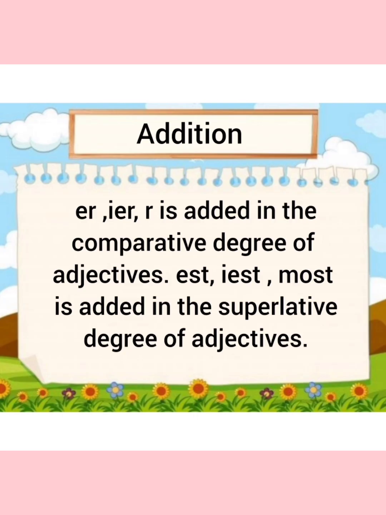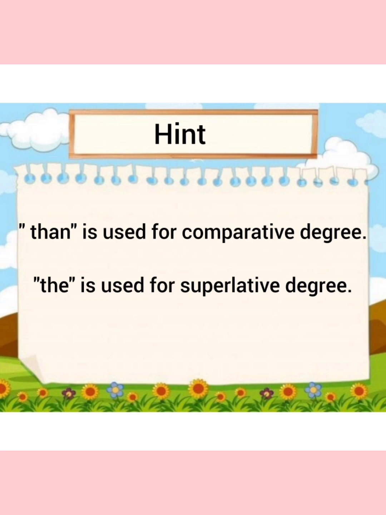Now I'll talk about addition. ER, IER, R and more is added in the comparative degree of adjectives. EST, IEST and most is added in the superlative degree of adjectives. Now there is a hint. Than is used for comparative degree. Whenever we are supposed to mention comparative degree, we will have a hint, that is the word than in the sentence. And the is used for the superlative degree. Whenever we are supposed to mention superlative degree, we are supposed to use the with it.